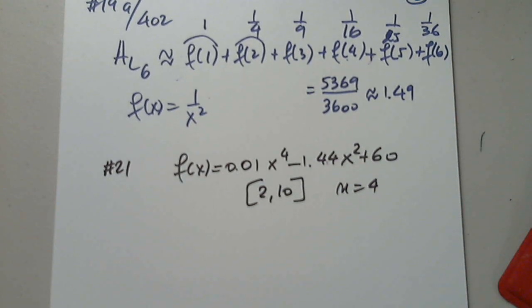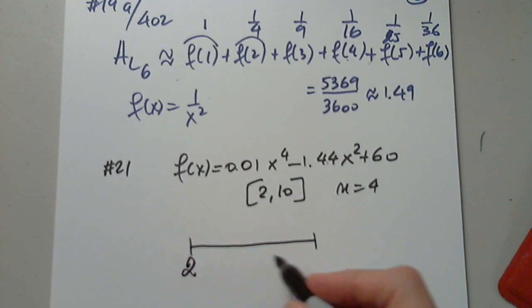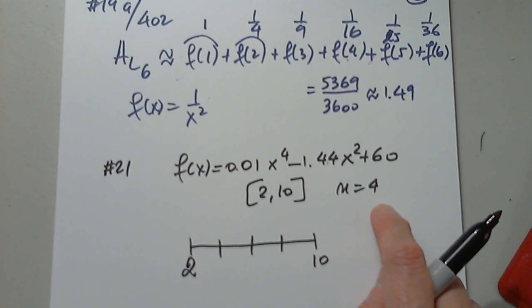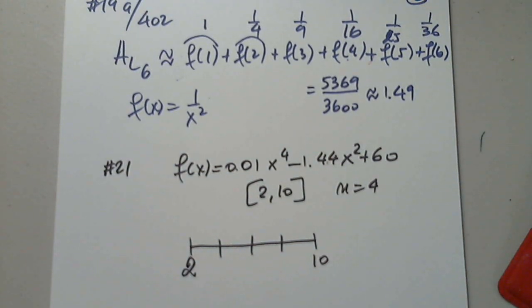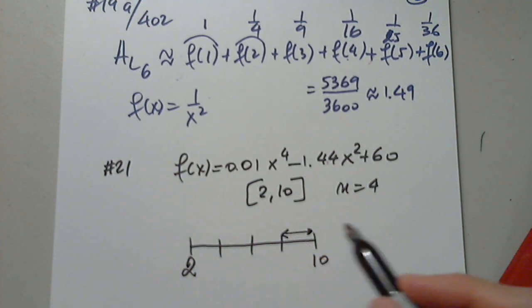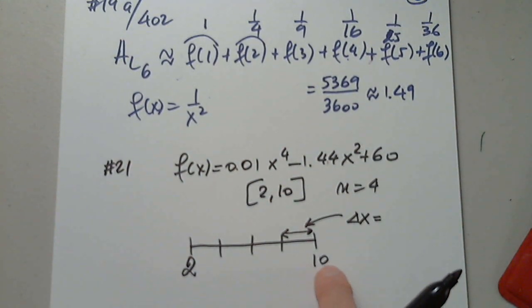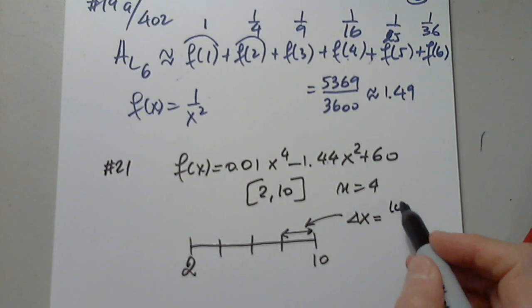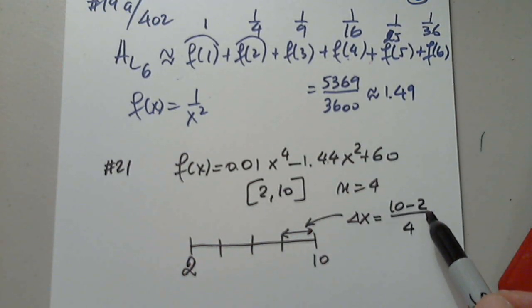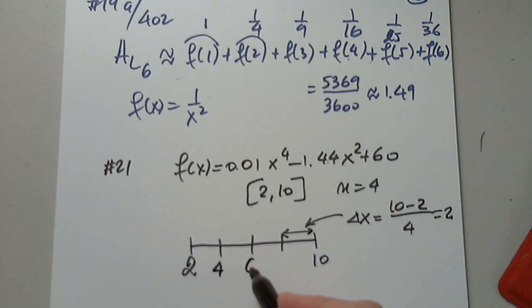Okay. So first of all, I have to look at this interval, 2 to 10. And I have to divvy it up in exactly 4 subintervals. And I just did. Okay. So this width is normally called delta x, and it will always be 10 minus 2 divided by the number of subintervals, which is 4. 10 minus 2 is 8. 8 divided by 4 is 2, which we know. So this is 4, this is 6, and this is 8.